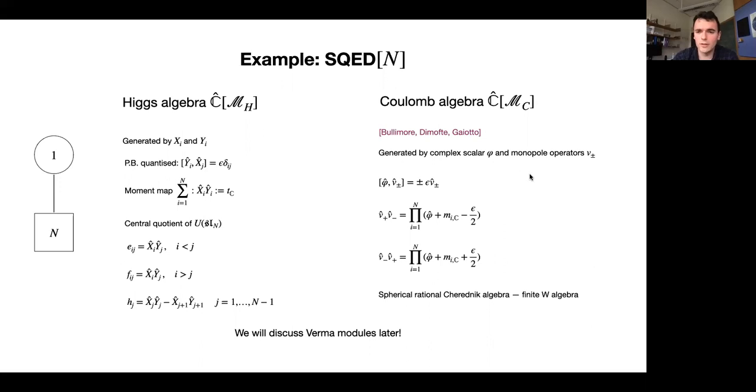On the Coulomb branch side, the algebra is generated by a complex scalar and monopole operators, and the algebra structure was determined in this work by Bullimore, Dimofte, and Gaiotto, called the Coulomb branch of 3D N=4 gauge theories, and the commutation relations are given here. And this is what mathematicians call a spherical rational Cherednik algebra, or a very simple finite W-algebra. Okay, we'll come back to these algebras later when we construct modules.